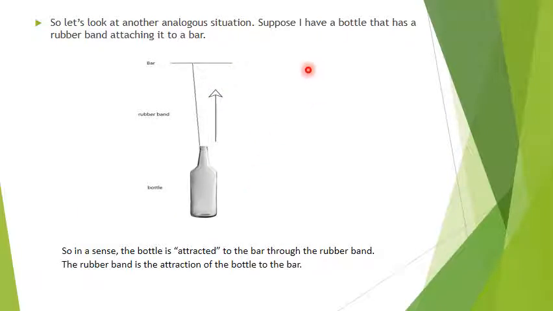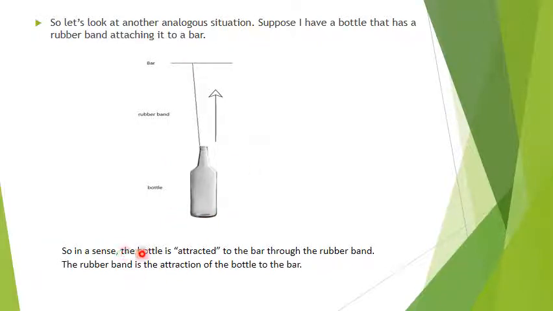Okay, let's explore why this is. So let's look at another analogous situation. Suppose I have a bottle that has a rubber band attached to it, okay? And it's attached to a bar. And here's my rubber band, here's the bottle, and the rubber band is holding the bottle to the bar.